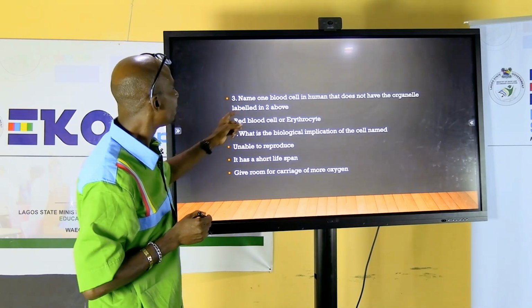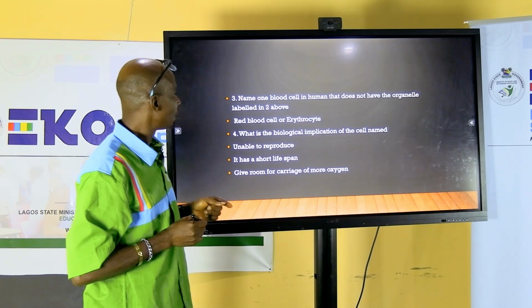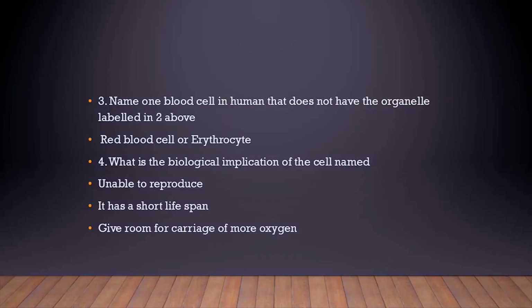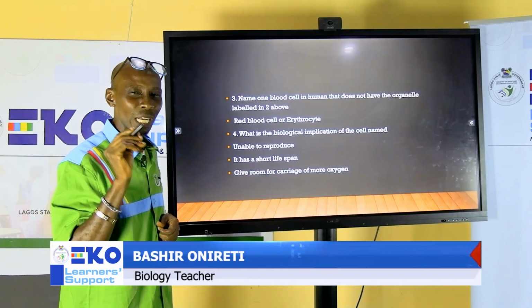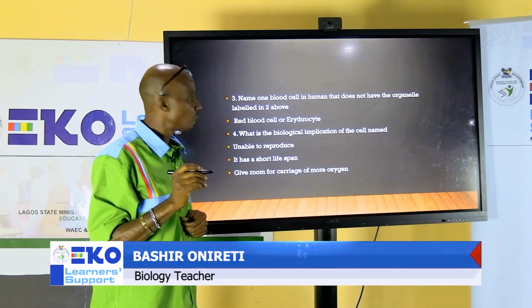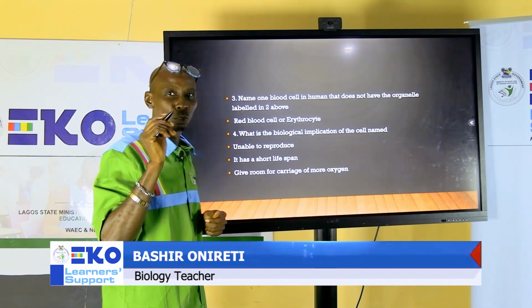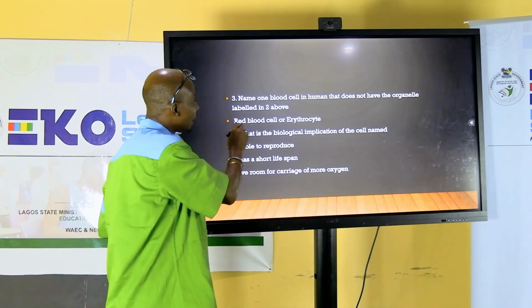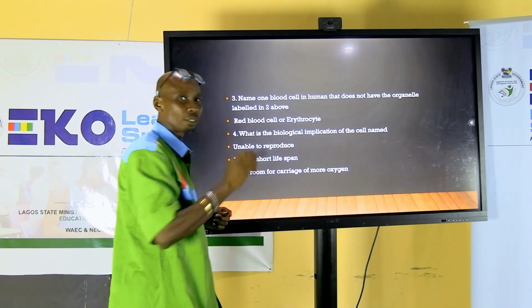The next one is to name one blood cell in which the organelle is missing. And the blood cell is our red blood cell. Red blood cell or erythrocyte. Please don't write RBC. We don't want abbreviation. We want the full name, red blood cell or erythrocyte.